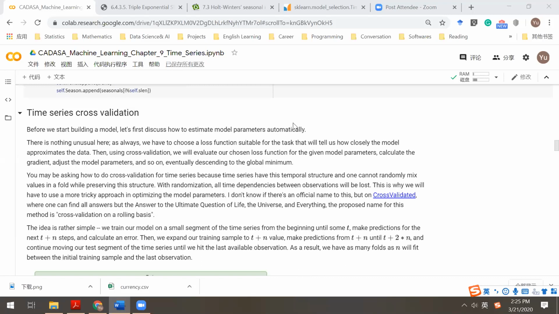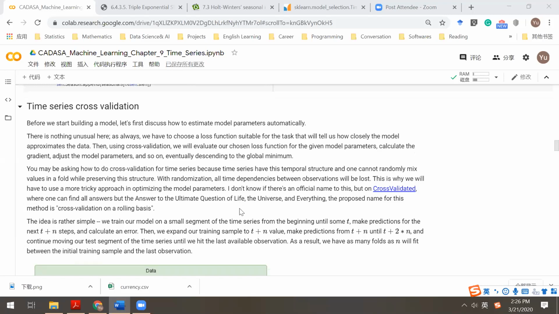This is not unusual, because in time series data we have to choose the loss function, and then using cross-validation we evaluate our chosen loss function for the given model parameters, calculate the gradient, adjust the model parameters, and find the optimized parameters. But the difference here is that in other cross-validations, we classify the data into k folds. We use k-1 as training data, and the remaining one as testing data.